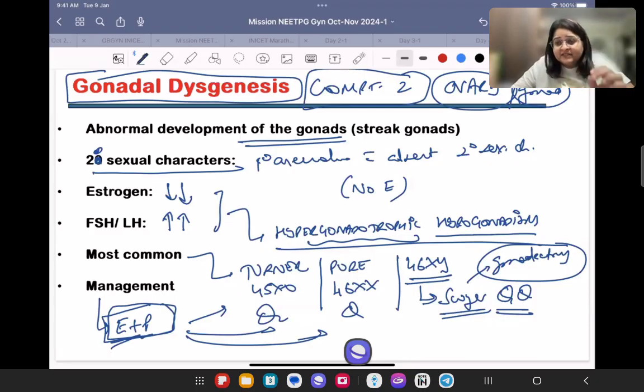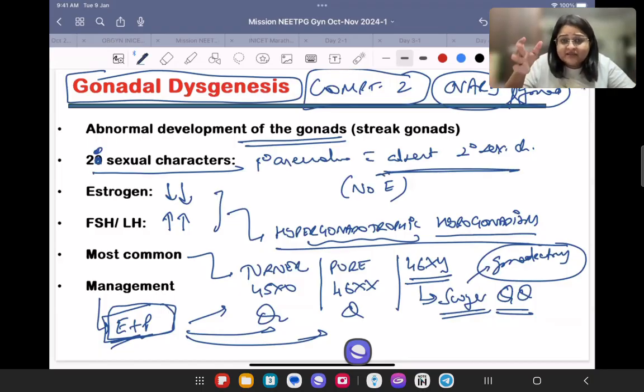AIS is 46XY and Swyer is also 46XY. How will you differentiate? Can anybody tell me what is the most important thing? In which will the uterus be present, in which will it not be? In AIS the uterus is going to be absent. In Swyer the uterus is going to be present. That's one primary difference. Second difference, in AIS breast development is going to be there. In Swyer there are absent secondary sexual characters.